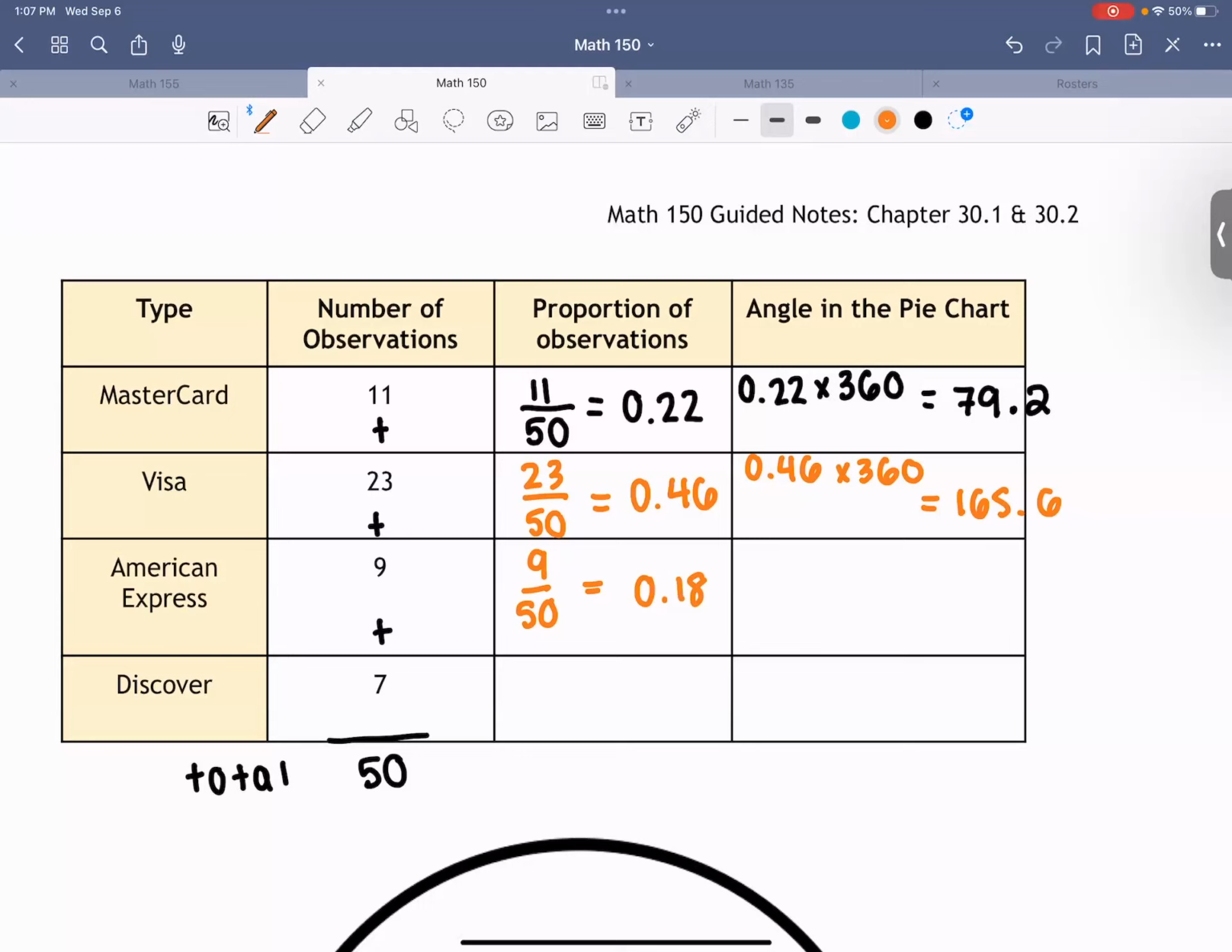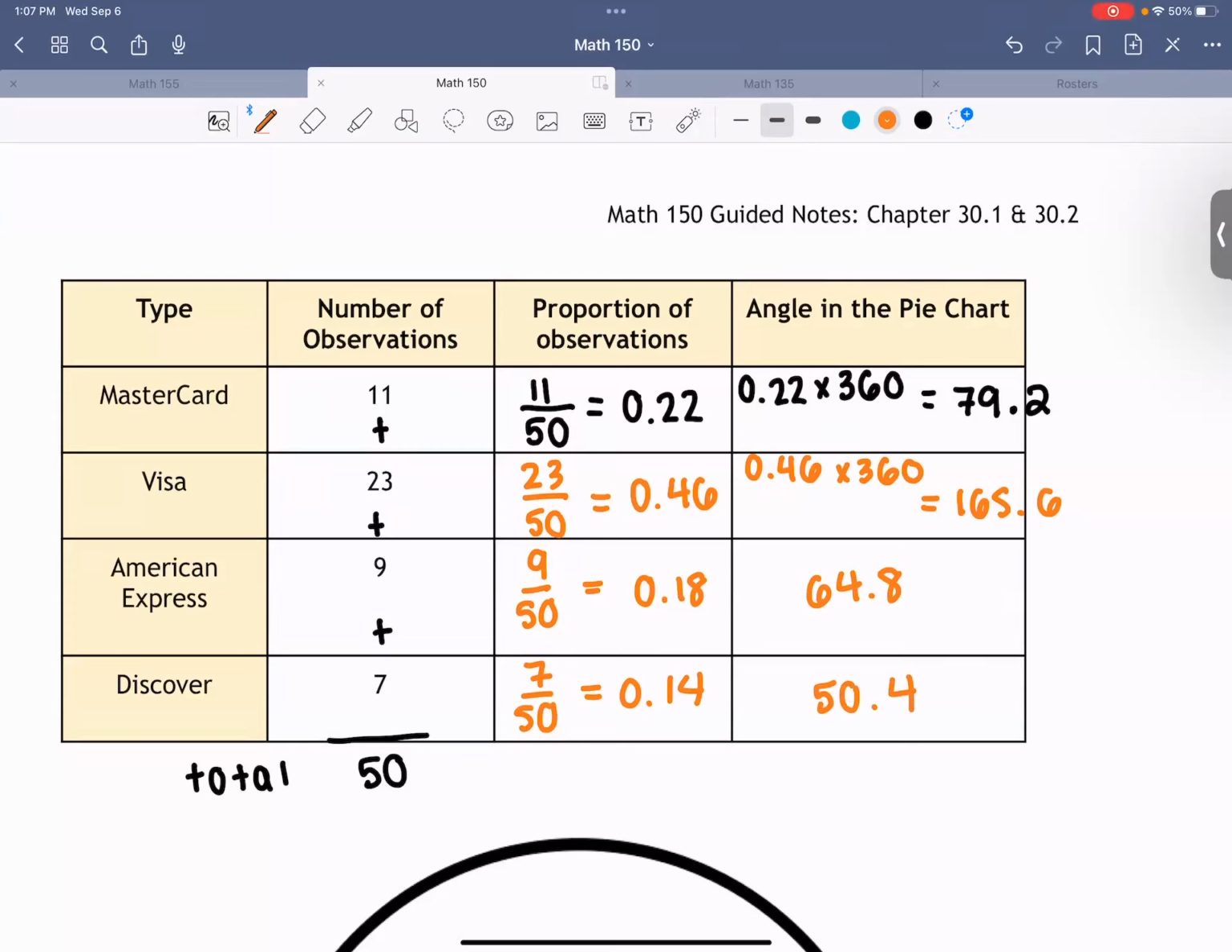Haley? 64.8 degrees. Perfect. And then the last one, we would do 7 out of 50 to get 0.14. And can someone tell me the angle for Discover? Oh gosh, Maggie? 50.4. Perfect. And that's how we get our angles. Okay. Any questions on how I filled out this chart here? All right, pretty self-explanatory, right? As long as we remember what to multiply and how we get the proportion, we're pretty good.